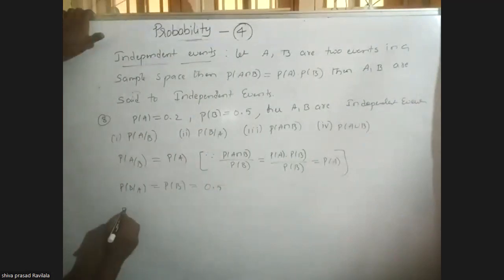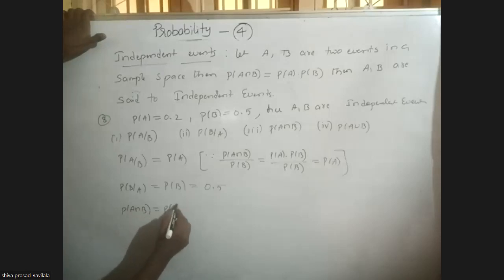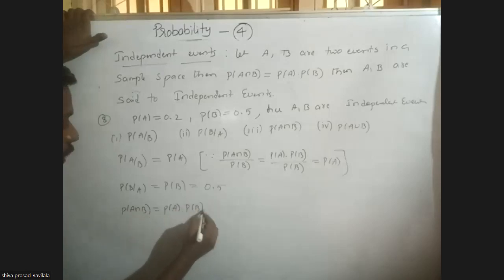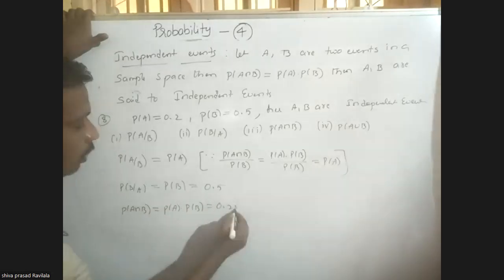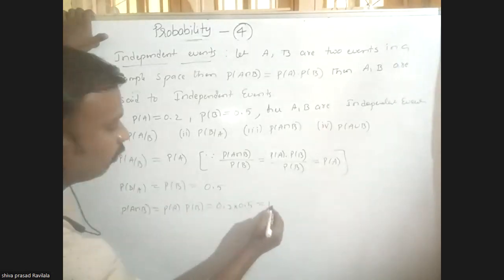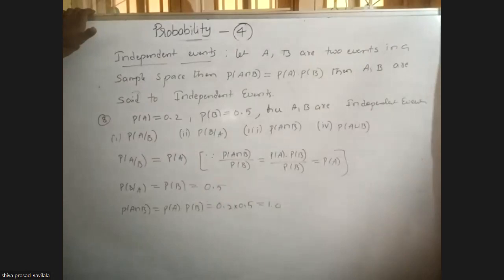Similarly, probability of A intersection B is equal to probability of A into probability of B, that is 0.2 into 0.5, 0.1. And finally, the last one, with the help of all this, we can find probability of A union B: probability of A plus probability of B minus probability of A intersection B. Write down all this.